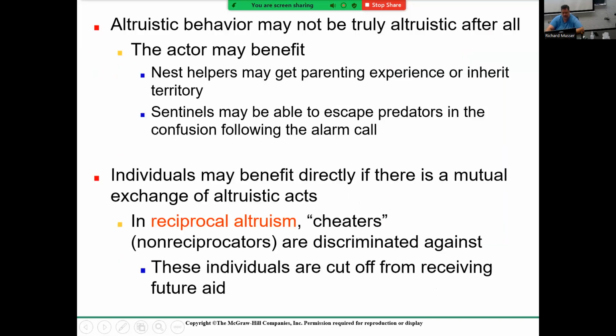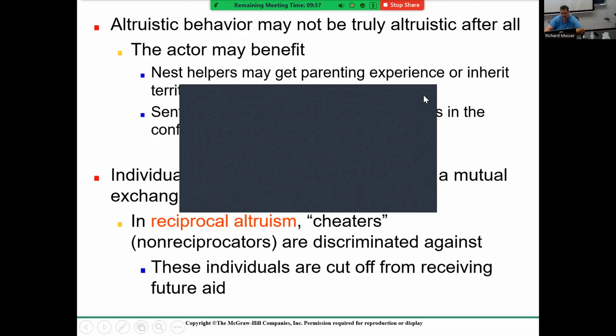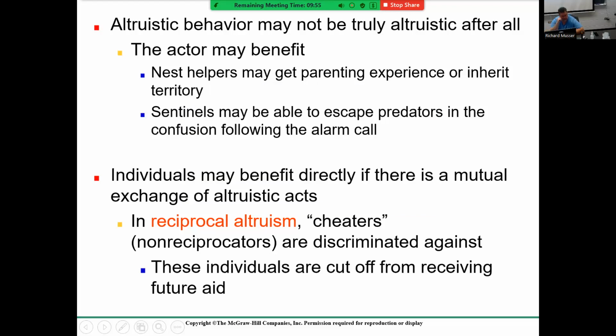So altruistic behavior, though, may not be truly altruistic. Nest helpers may get parenting experience or inherit. Like, I've seen chimpanzees where an infant will help their mother raise their sibling, but it's also helping her become a better mother too. That may be an argument for that.